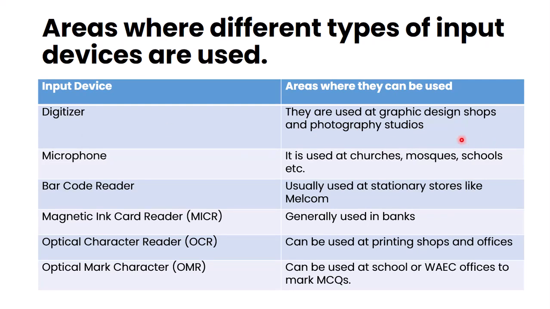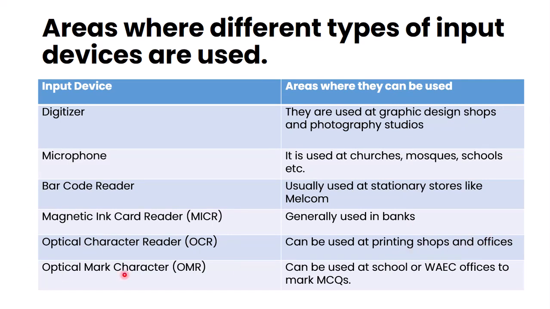The microphone. Okay, for the microphone, it can be used at churches, mosques, schools, offices, a lot of places. The barcode reader can be used at stationery shops or stores like Melcom, Minimart, and the rest. Magnetic ink character reader. They are usually used in the banks to read checks. The optical character reader. They are used at printing shops and offices.